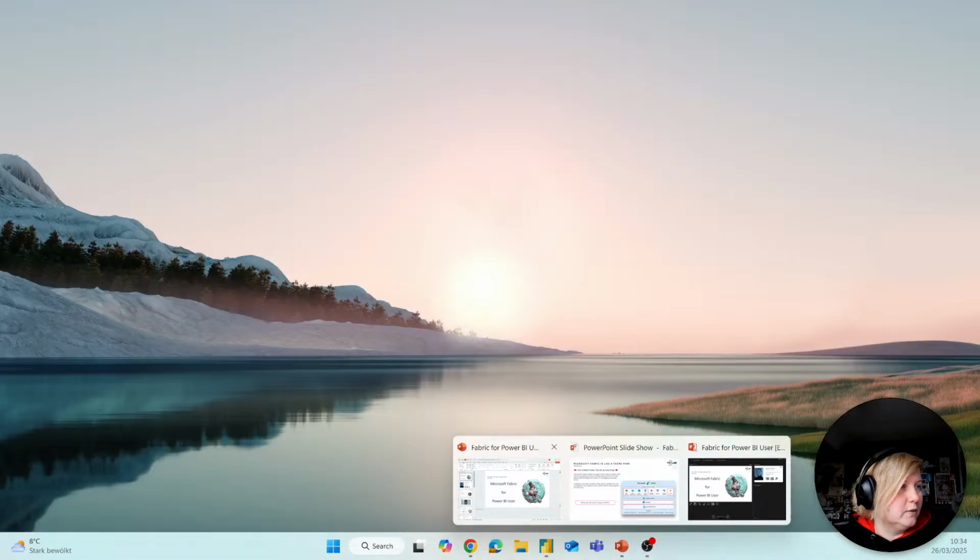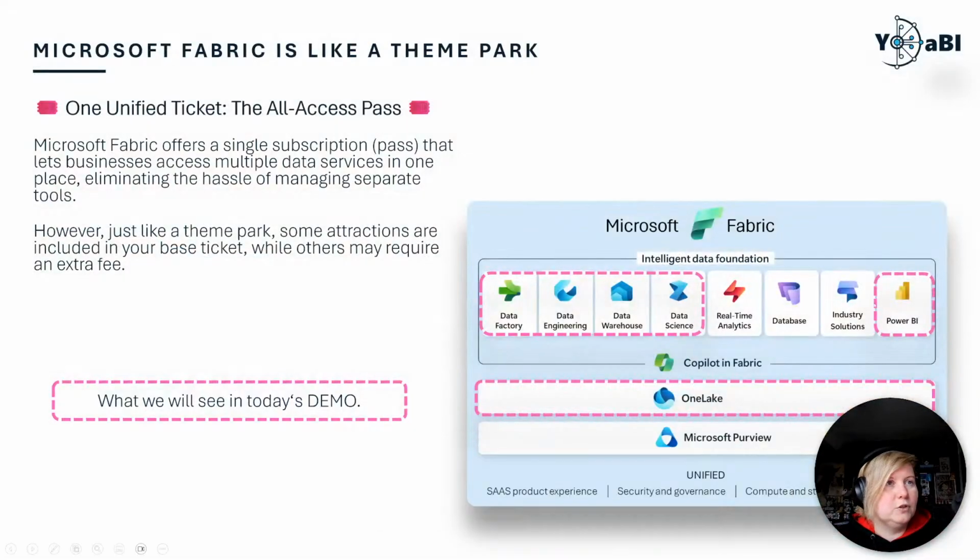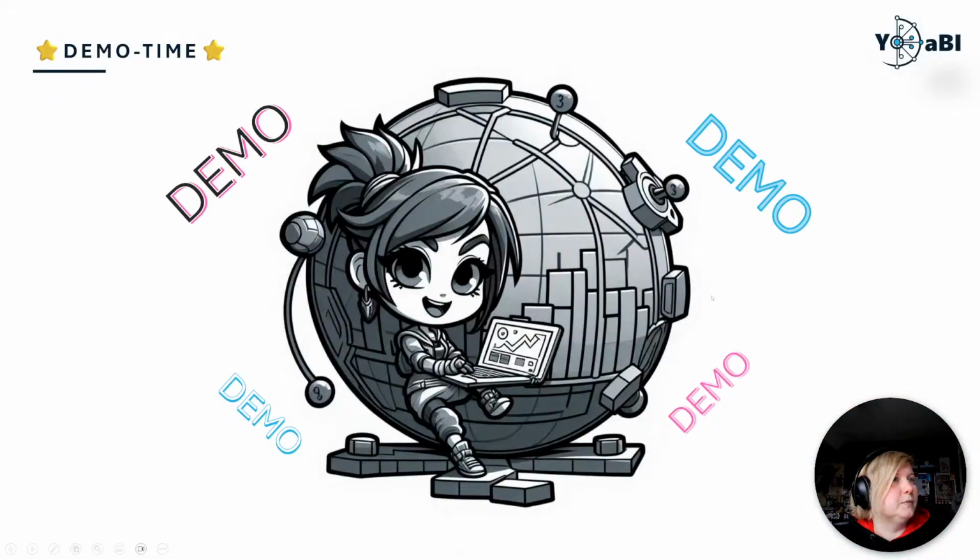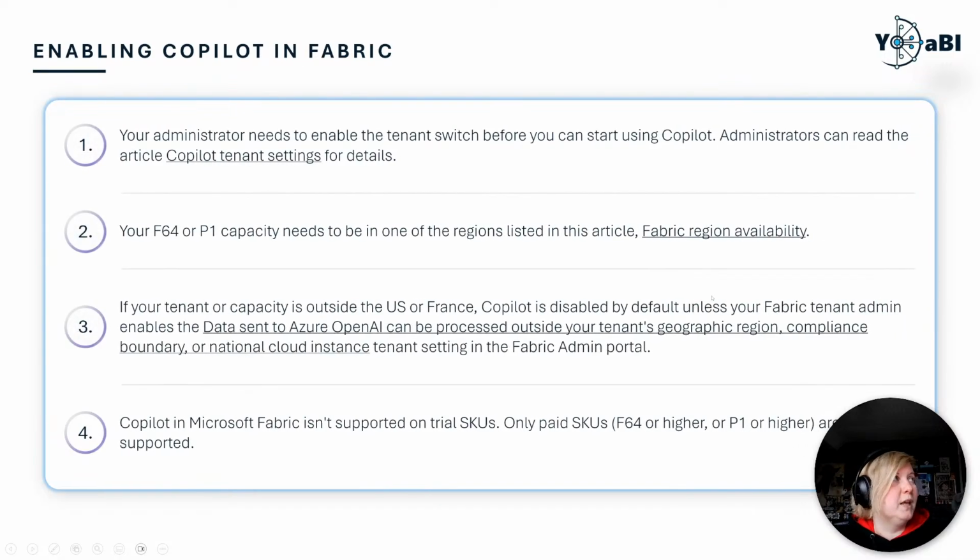demo. And now let's go back to my presentation. And yeah, it was demo time. If you want to have Copilot in Fabric, so maybe you have already started with Fabric, you have to switch it on in your tenant. And as I mentioned, P1 or F65 or higher.